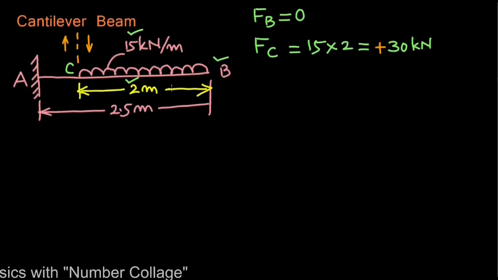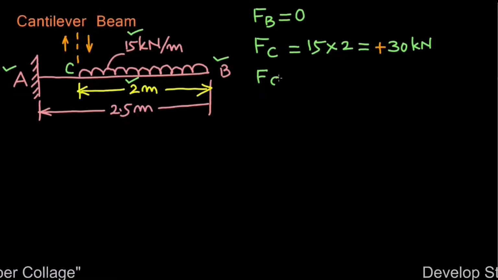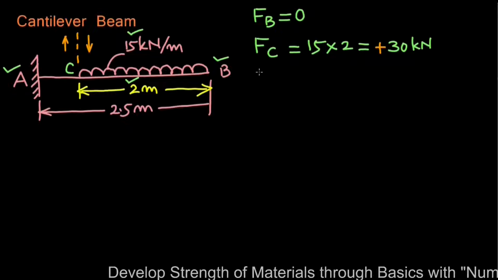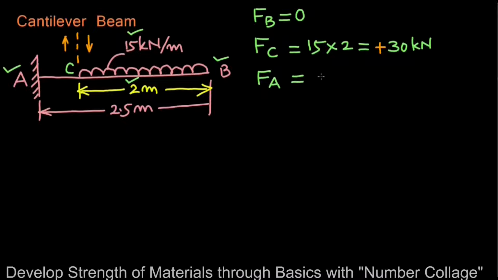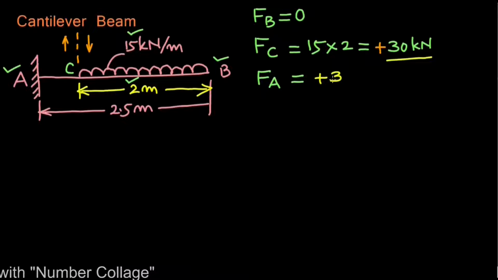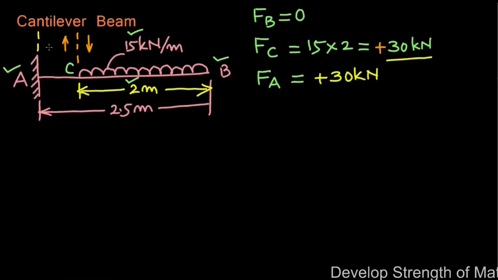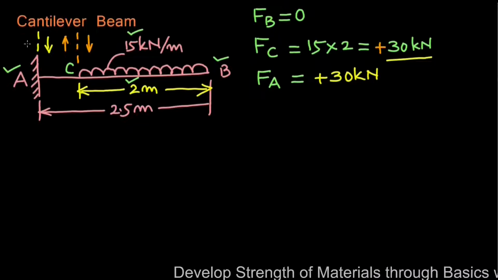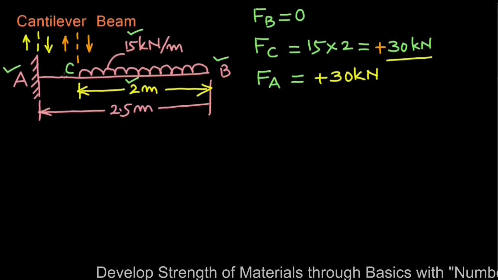Shear force at point A, that is FA, will be plus 30 kilonewton. According to the sign convention, downward force to the right and upward force to the left of the section.